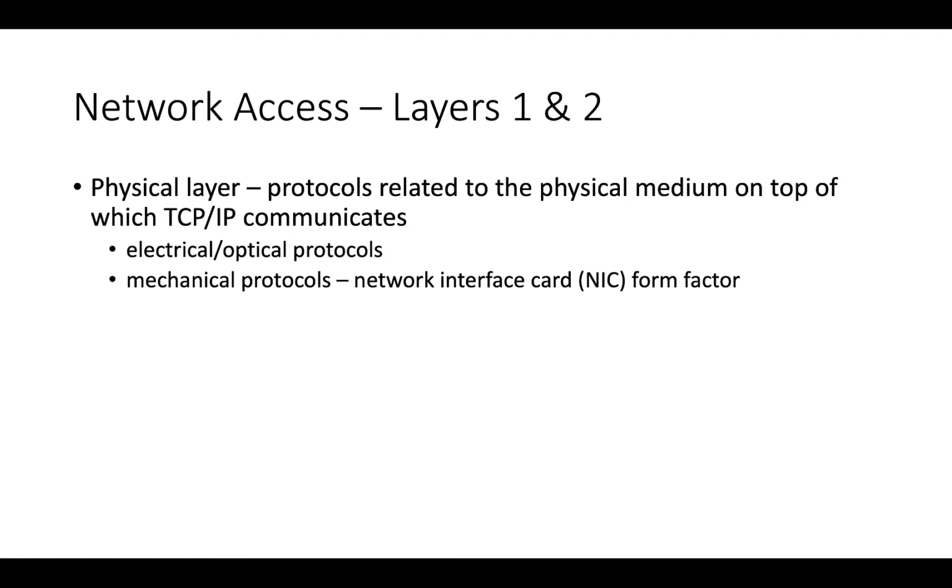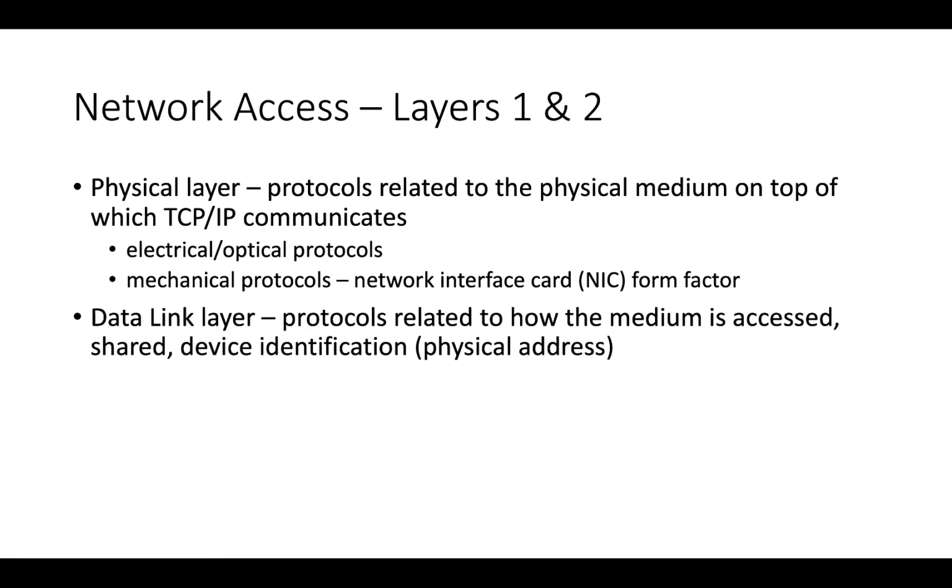The network access layer of the TCP/IP model covers layers 1 and 2 of the OSI model. At the network access layer, we have the physical layer: protocols related to the physical medium on top of which TCP/IP communicates, the electrical and optical protocols, and protocols that describe the form factor of the network interface card. The network access layer also includes the data link layer. The data link layer has protocols related to how the medium is accessed, shared, and how you identify devices on the network using a physical address.